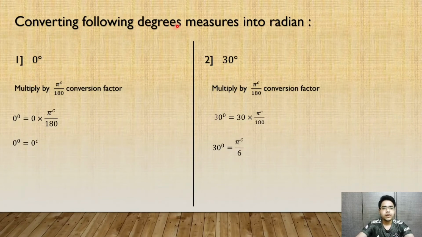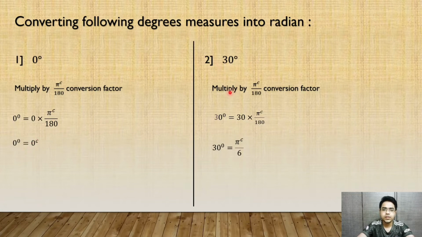So the converting factor between degree and radian is pi radian divided by 180. This is the converting factor between radian and degree. For 0 degree, while converting to radian, we have to multiply this 0 degree by this factor pi by 180. Then we are getting the answer in radian. So 0 degree will be equal to 0 into pi radian divided by 180, that will give us 0 radian.